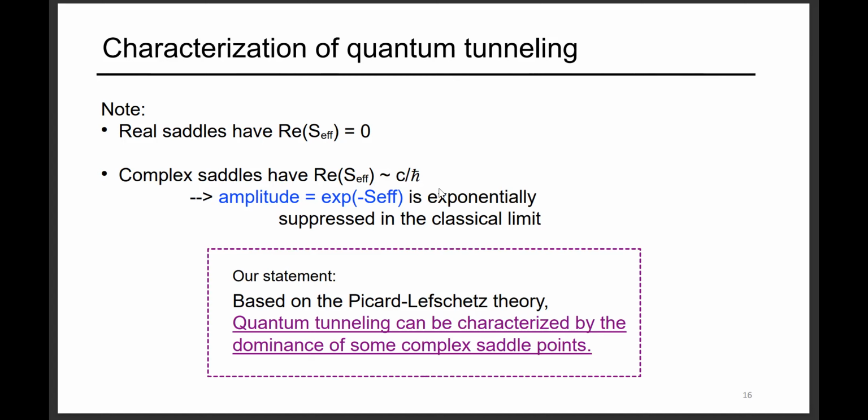So this behavior satisfies everything that we wanted to satisfy. So this is our statement: based on the Picard-Lefschetz theory, quantum tunneling can be characterized by the dominance of some complex saddle points.